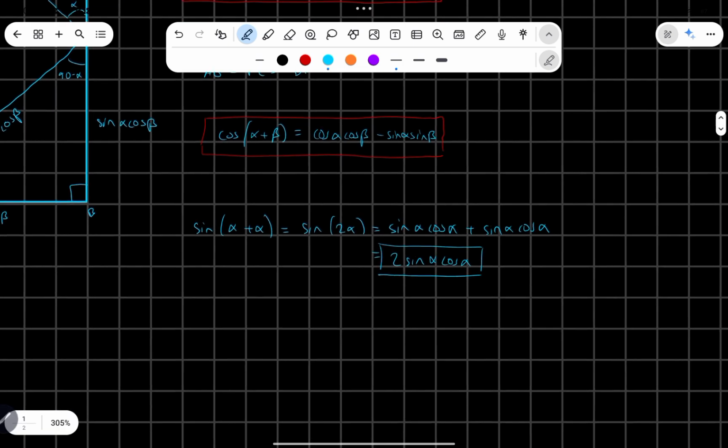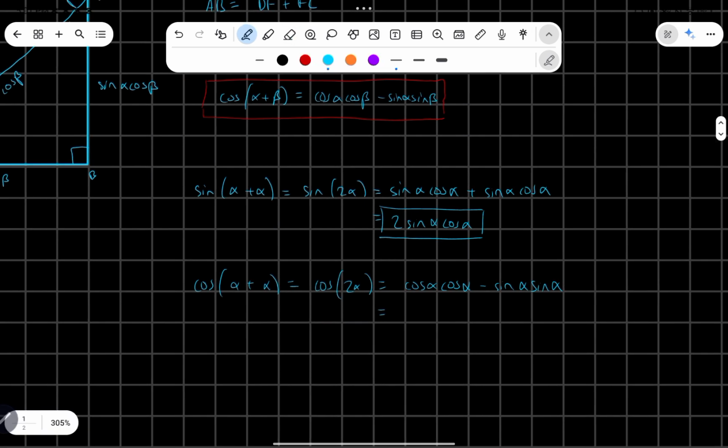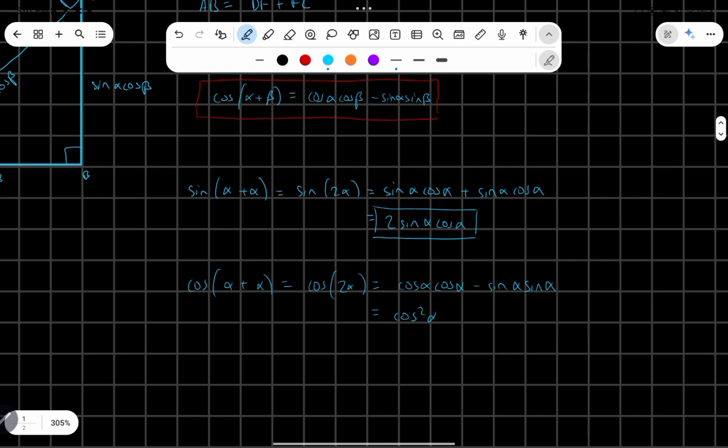Let's do the same thing for cos. Cos alpha plus alpha is equal to cos 2 alpha. And that's the same as cos alpha cos beta, which is the same as alpha, minus sine alpha sine beta, and beta is just the same as alpha. So sine alpha. And that is the same as cos squared alpha minus sine squared alpha. Nice. So this is our cos double angle formula.